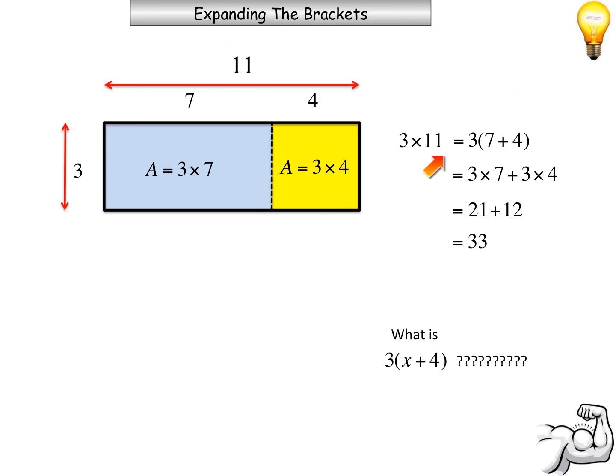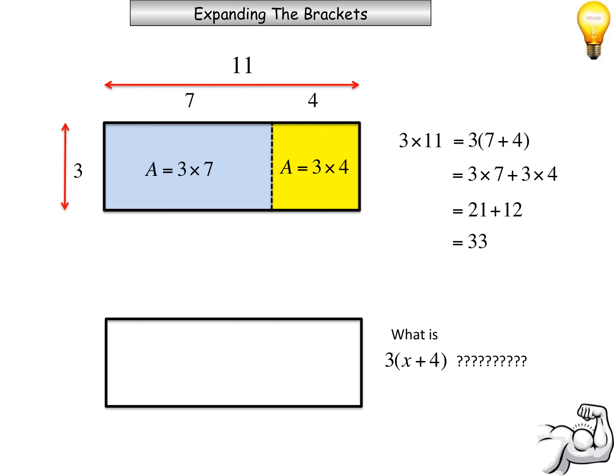Now, we know how to do 3 times 11 with this expansion, but what about 3 times x plus 4? So I've pretty much replaced this 7 with an x. So if I create another rectangle and break it up into two smaller parts, so here's my 3 multiplied by x plus 4. If that total length is x plus 4, that is going to be my x and this is going to be my plus 4.